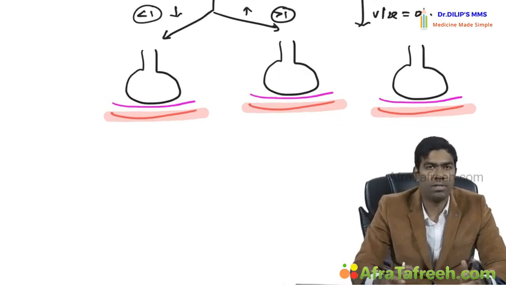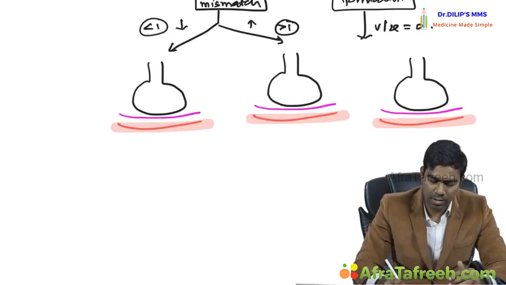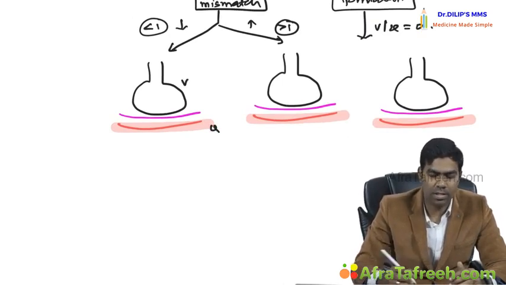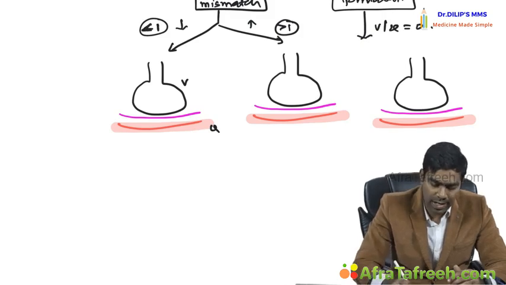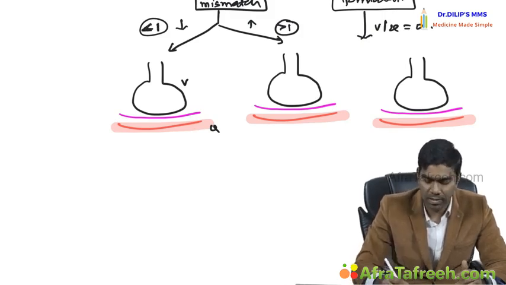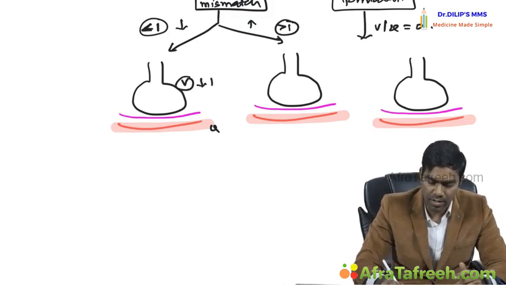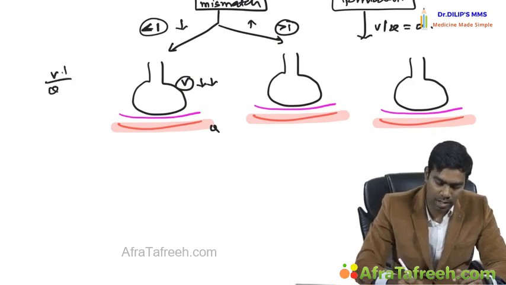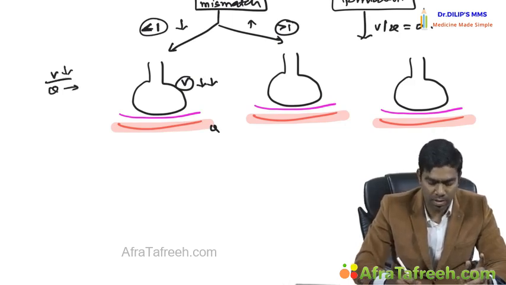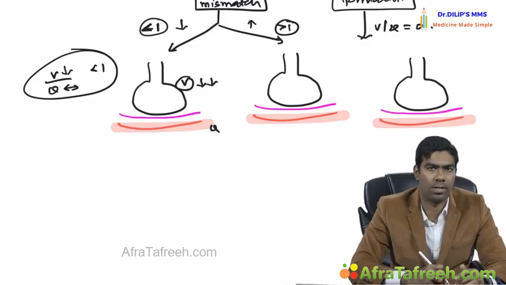So, what do you mean by VQ less than 1? This is the ventilation, and you can see this is the perfusion. If I say VQ is less than 1, it means my ventilation is low. That is the reason the numerator is decreasing and the denominator may not change much. That is the reason my ratio is becoming less than 1.